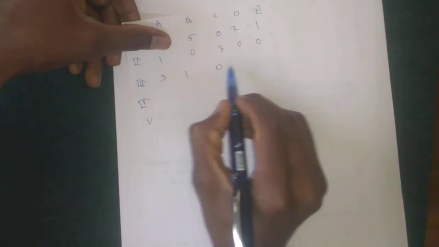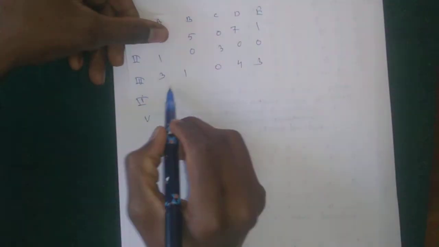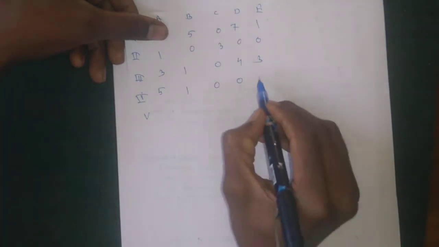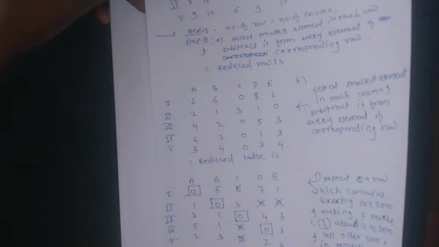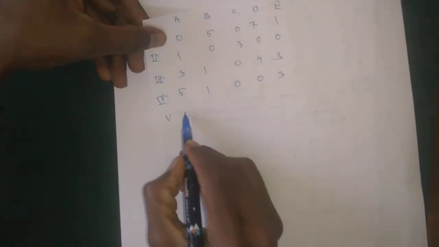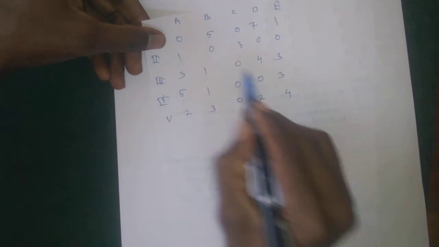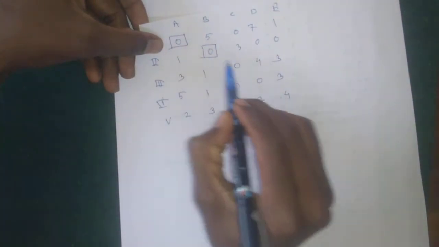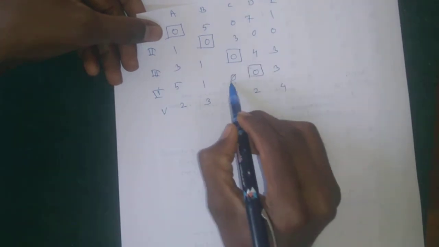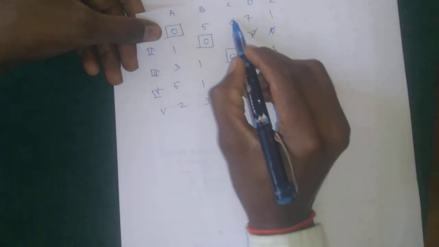Here, 31043, then next is 51003. Okay, 51003, then lastly 23024. Okay, so here and here. All other zeros are marked with a cross sign.